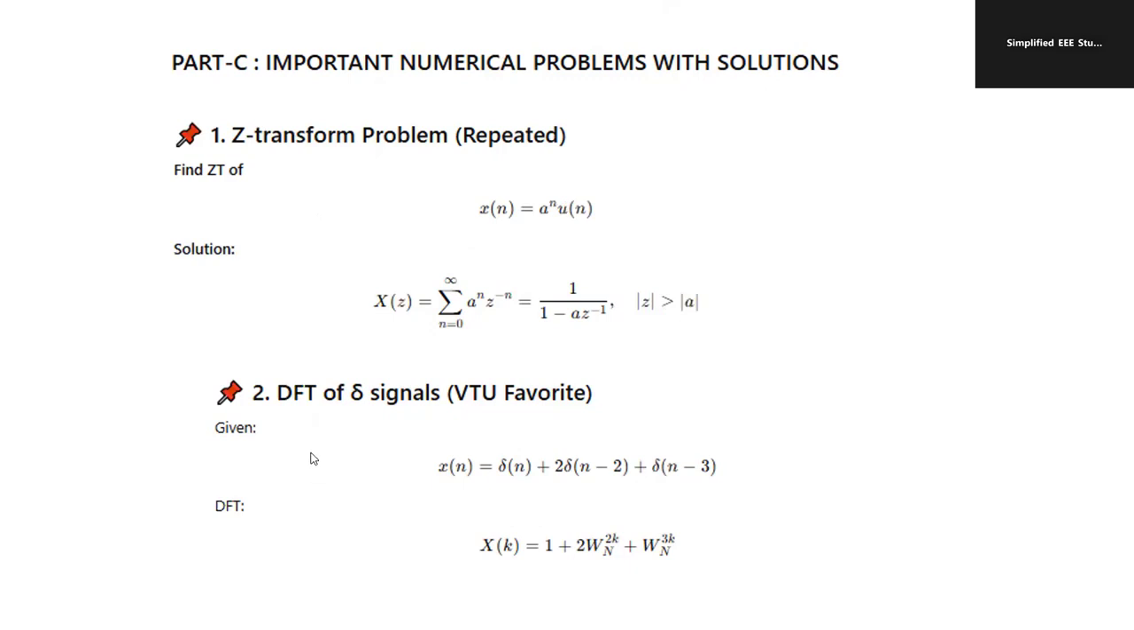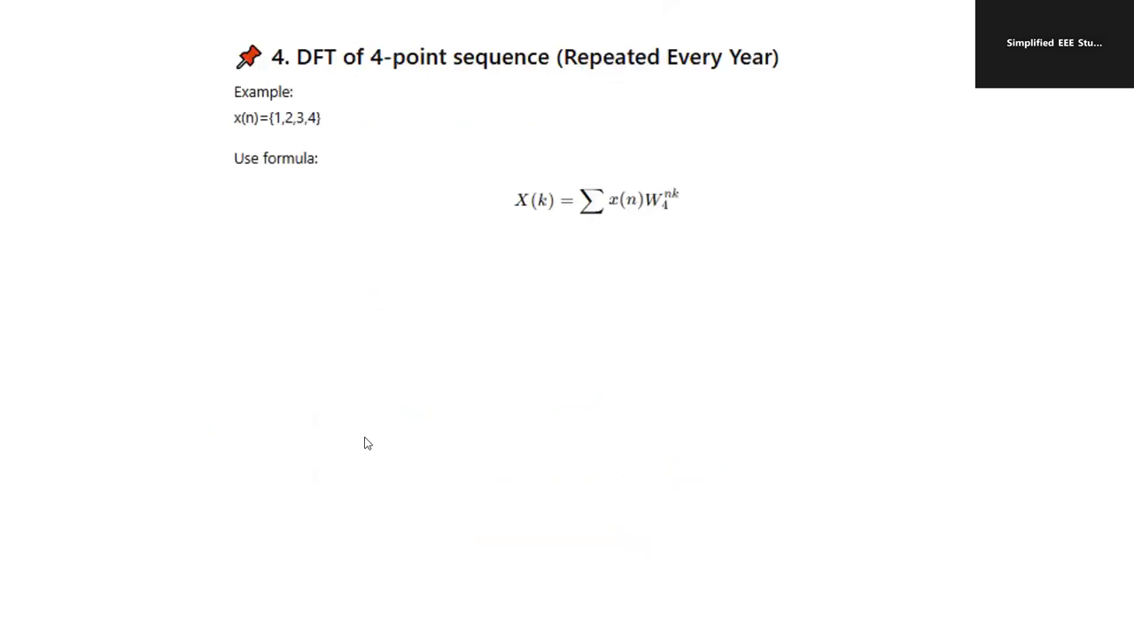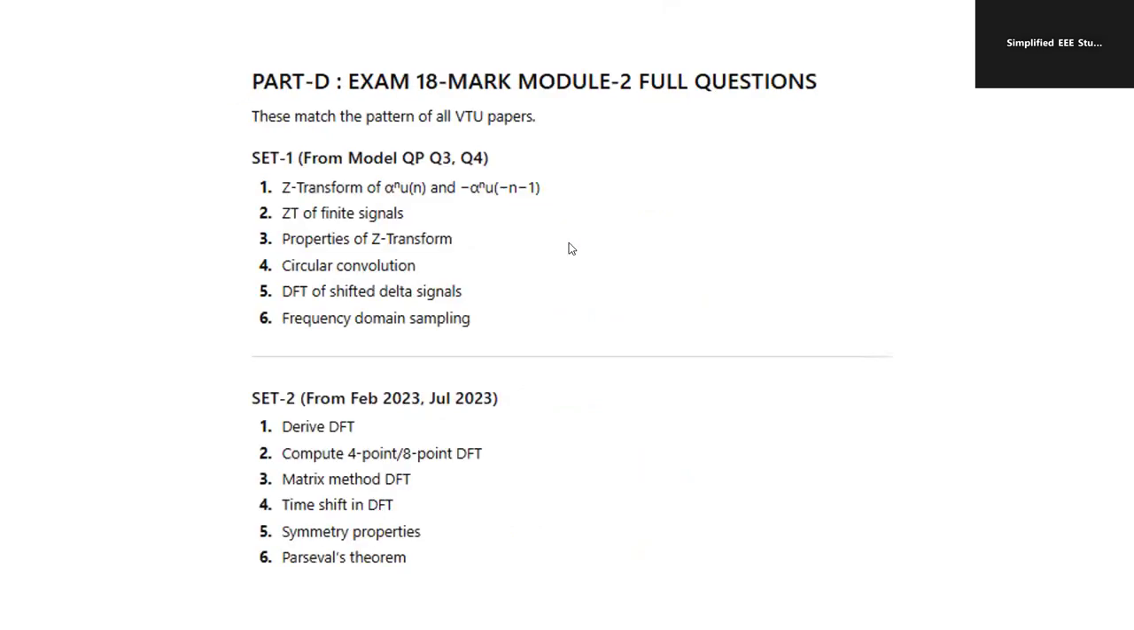What is the DFT of a delta signal? It is a university question. x of n equal to delta of n plus 2 delta of n minus 2 plus delta of n minus 3. Therefore, X of k can be written as 1 plus 2 W_N^(2k) plus W_N^(3k). Remember this formula, DFT of a signal. Then DFT for a 4-point sequence, repeated every year. x of n equal to 1, 2, 3, 4. You should apply this formula and you will be able to get the answer.